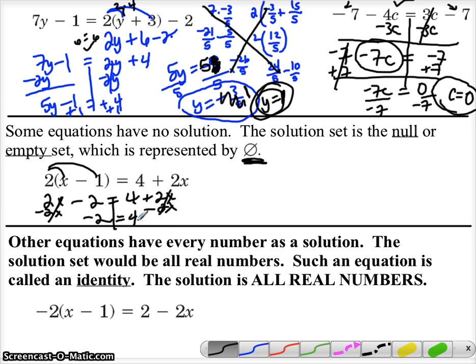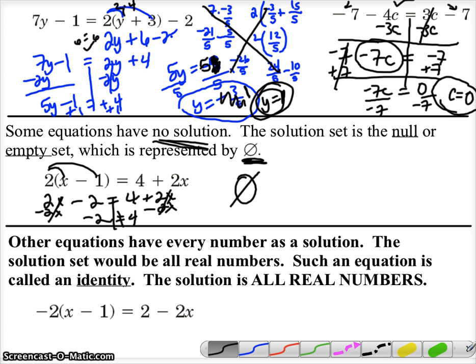Is that true? No, that is not true. When your variables cancel and the statement left over is not true, that is called the empty set. There is no solution. All right, so you can write out no solution. You can write that symbol. Do not just write a 0, because that is a 0. It's the 0 with a line through it.